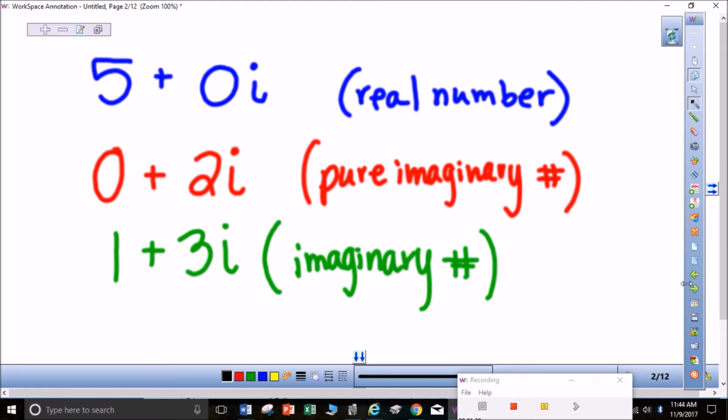The reason these are imaginary is because it really doesn't make sense to take the square root of a negative number. Okay, here we go. I was just going to say it doesn't make sense to take the square root of a negative, so it's imaginary.